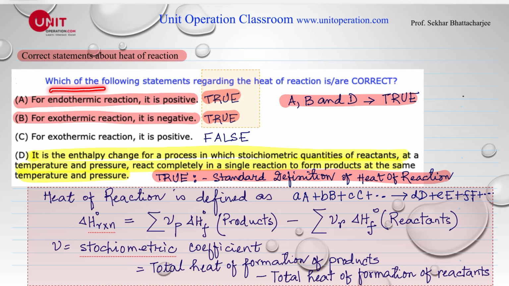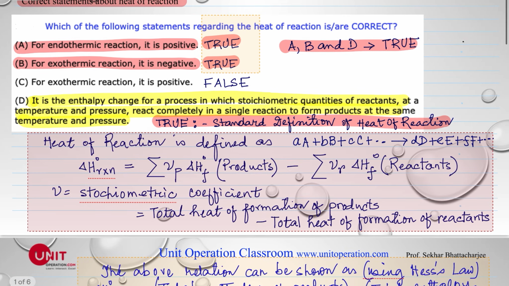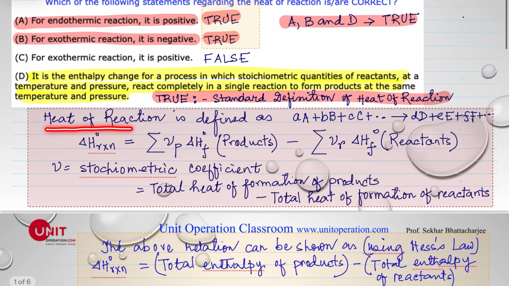Which of the following statements regarding the heat of reaction is or are correct? First, let us see the definition of heat of reaction. Let's say we define a reaction where A, B, C, etc. are reactants, and small a, b, c are their corresponding stoichiometric coefficients, whereas D, E, F, etc. are the products, and small d, e, f are the corresponding stoichiometric coefficients.